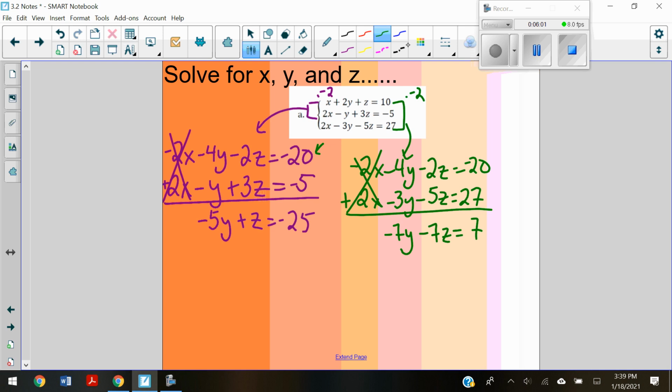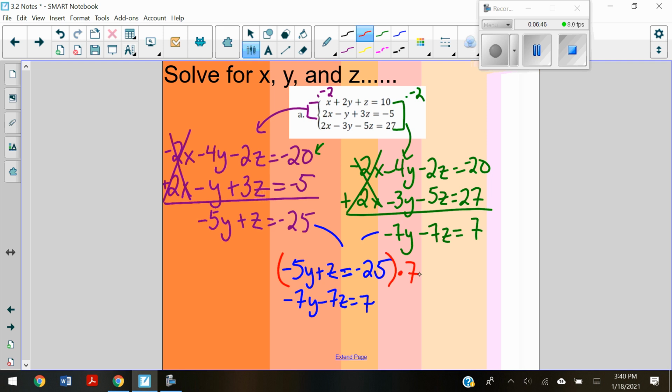So now I need to take my two equations that have two variables and put them together. Now, if I look at them, I can see which variable I want to eliminate. Some people don't see it and might need to write it down, but I get negative 5y plus z equals negative 25, and negative 7y minus 7z equals 7. All right, so in this, you are going to want to eliminate your z, because you have that plain z there all by itself. So I'm going to go ahead and multiply that top equation by a 7.